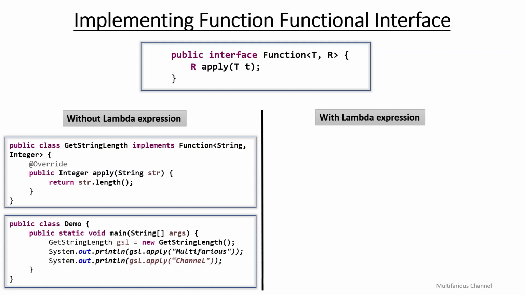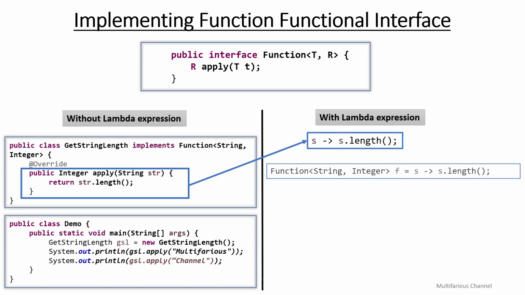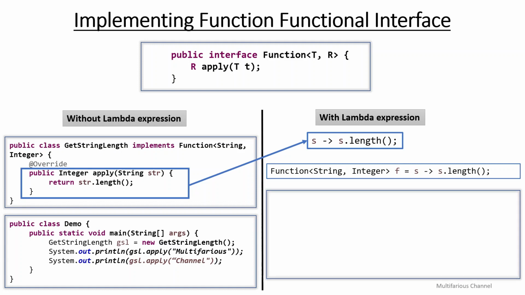Now let me convert the same to a lambda expression. A lambda expression for the apply method will look something like this. Here s returns s.length. What I can say is this: if any string is passed to it, it will return me the length of the string. So I can assign this expression to my function, which will take a string as an input and return an integer as an output. I can now directly replace this particular lambda expression in my main method. So my main method will look something like this.